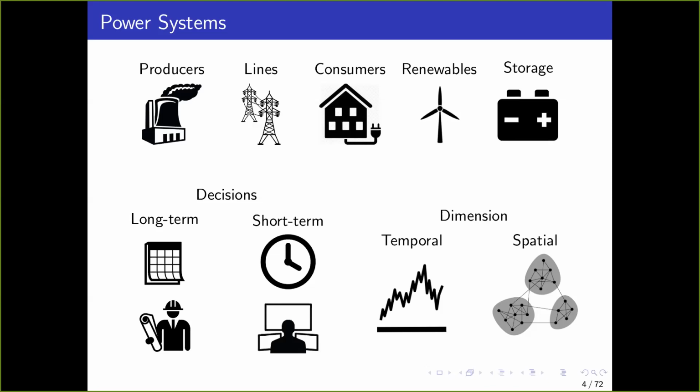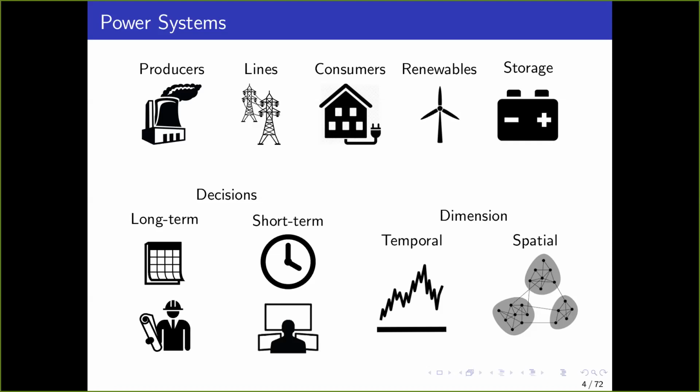Those were basically the three main assets in power systems 20 or 30 years ago. But in recent years, we have new agents. We have more and more renewables, as you probably know, like wind and solar coming into play in power systems. And we also have some storage technology.